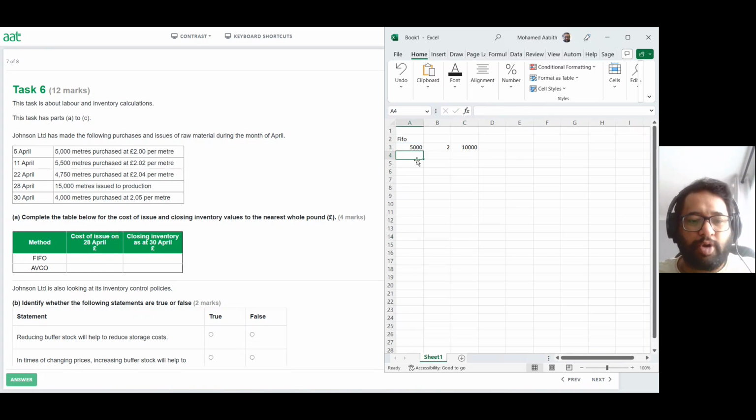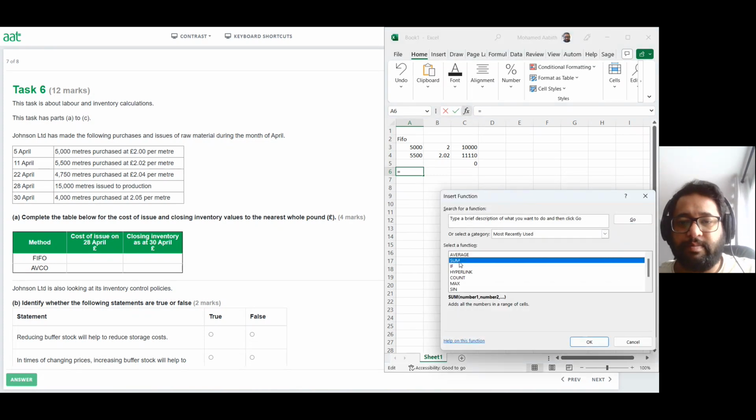It's easier. Next one, I need 5,500 units. The cost of it is going to be £2.02. Okay, so here, if I want, I just drag the formula down, and then it gives you an idea of copying that formula as it is. But now at the moment, do we have enough? So here, I'm going to use the FX sum.